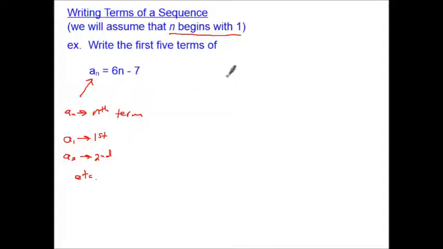So basically, a sub 1, okay, and then you just basically take this little formula here, and anywhere you see an n, plug in a 1. I'm sure that wasn't too much of a shock. So, of course, 6 times 1 is 6, minus 7 is negative 1. Okay, move on to a sub 2, plug in a 2, and we got 12 minus 7, which is simply 5.